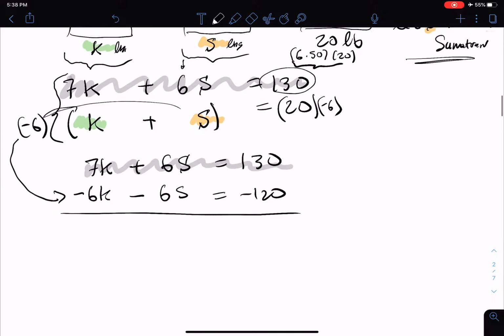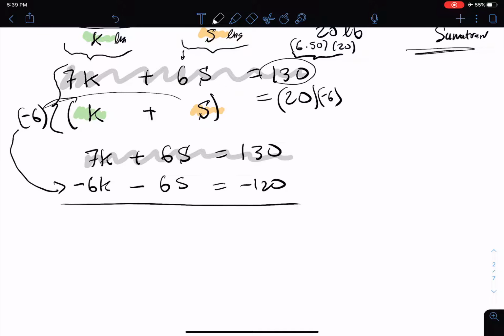Now, see what happens? The elimination step is very productive because right here I've got a positive 6s, negative 6s, s's are gone. And then this is kind of nice too because I've got 7k minus 6k, which just gives me 1k. And then that gives me the answer over here, 130 and a negative 120, well that's 10. I just figured out I need 10 pounds of this Kenyan coffee.